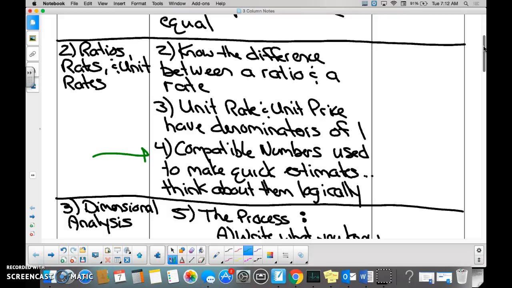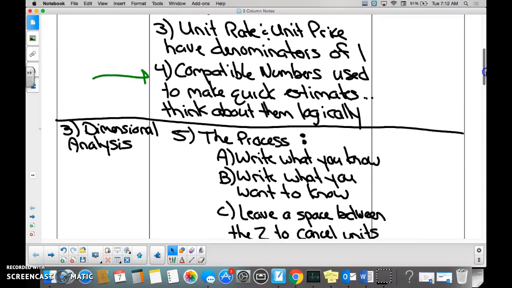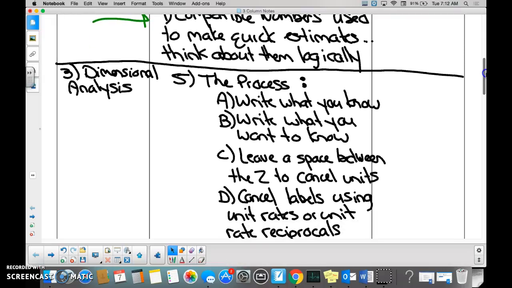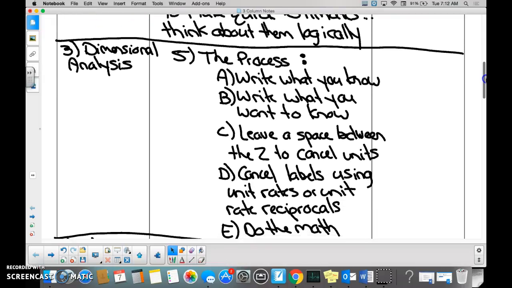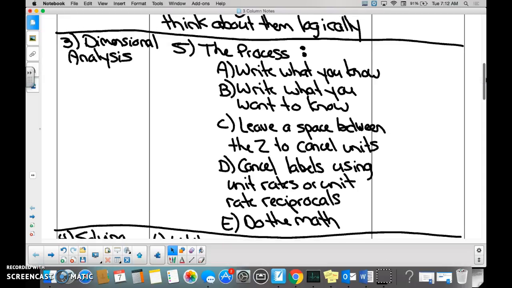I'm going to move down to number 3, dimensional analysis. Really the big thing on dimensional analysis is that 5-step process that we talked about. If you understand the 5-step process, dimensional analysis will probably be the easiest part of the test. Remember, you write what you know on the left side of your paper, go all the way to the right side of your paper, and write what you want to know.